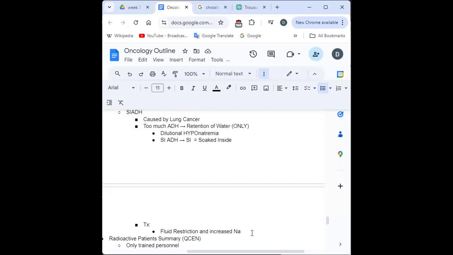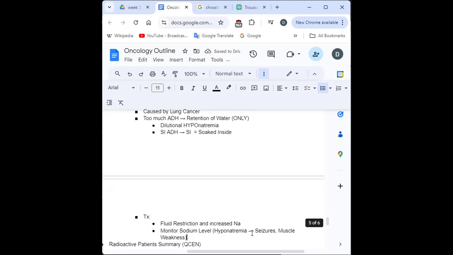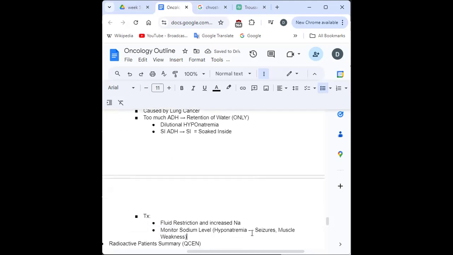I guess you guys don't go over too much on it. But fluid restrictions can increase sodium, so just monitor sodium levels, because hyponatremia can lead to seizures, muscle weakness, all this other stuff. That's just something to watch out for. So if you guys don't even go over it, I'm not going to throw more into the wind because it's irrelevant for now.